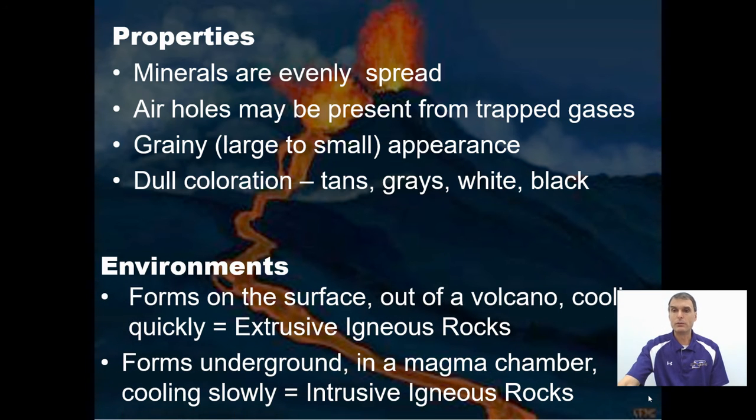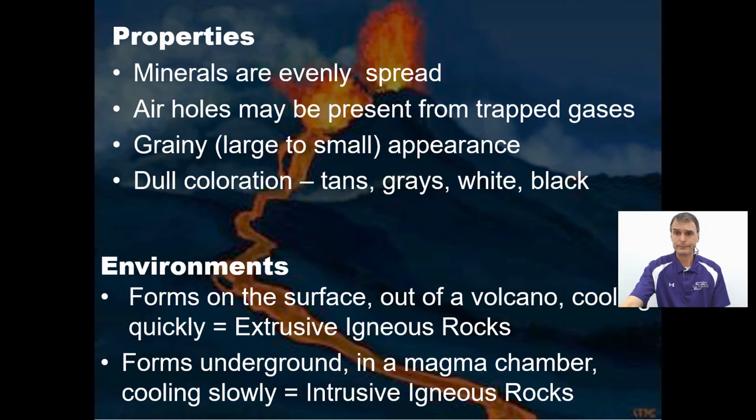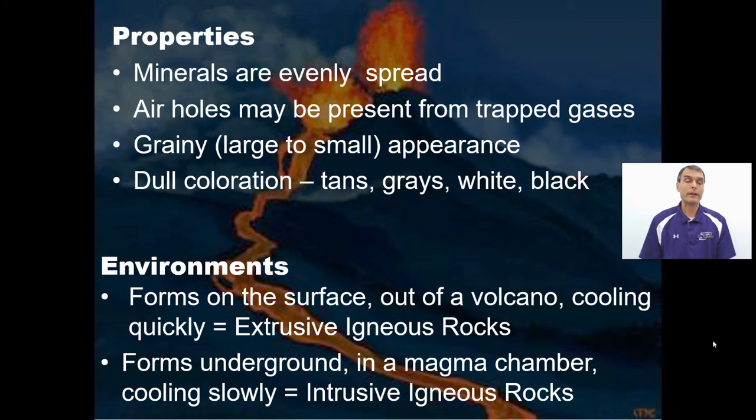And what environments do we find igneous rocks in? Well, they form on the surface. They come out of volcanoes, and they cool quickly. These are what are called extrusive igneous rocks. If they're underground, they get insulated by all the overlying rock. They cool very slowly, and these are called intrusive igneous rocks. So those are your types of environments and the properties that you would look for to identify an igneous rock.